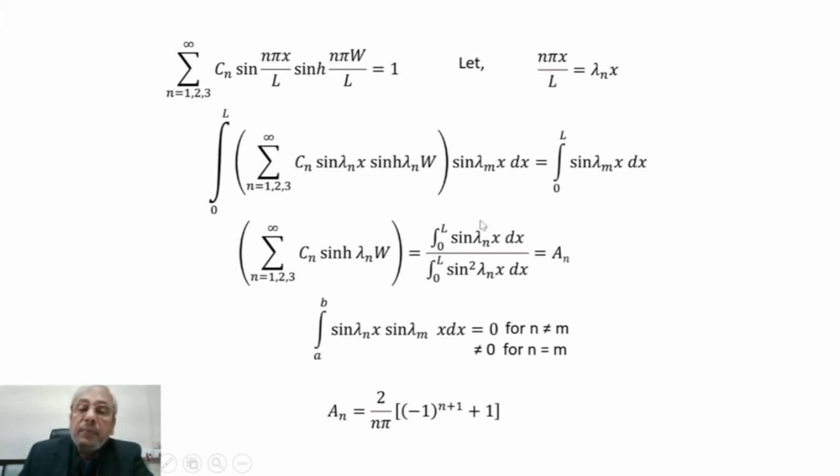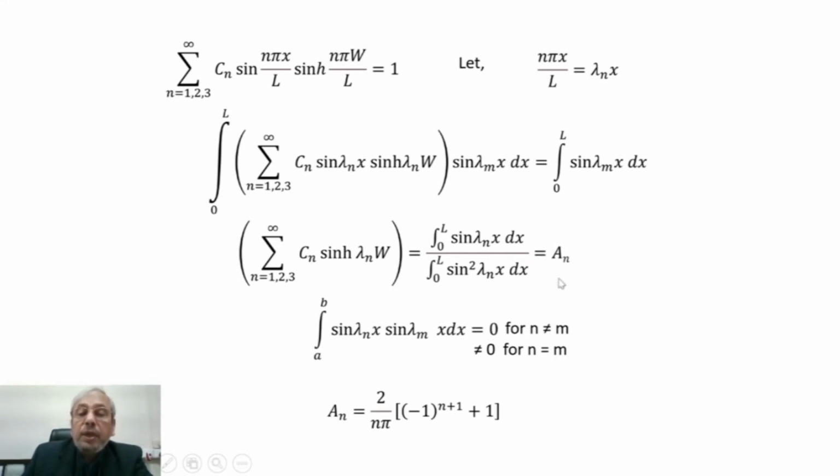Integral of sine lambda n x dx divided by integral 0 to L sine square lambda n x dx, which is an, is given by 2 by n pi into minus 1 to the power n plus 1 plus 1.